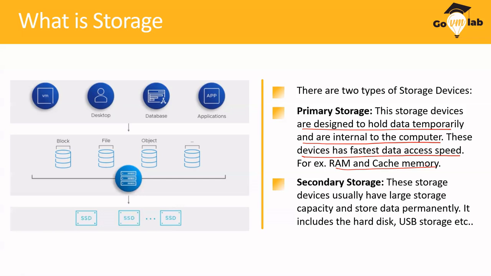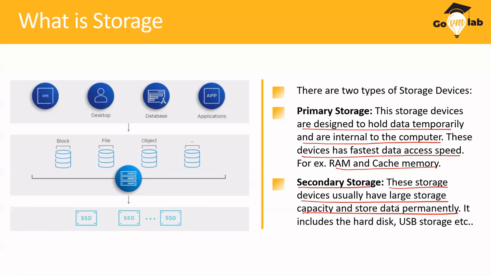And this primary storage will always be internal to the computer, because it gets attached to the PCI bus of the subsystem, and the CPU should have faster access to it, right? Did you ever hear about external RAM? Did you ever hear about external cache? No. But when we talk about secondary storage, these storage devices usually have a large storage capacity and store data permanently. So whenever we want to store our data permanently, that is where we talk about secondary storage.